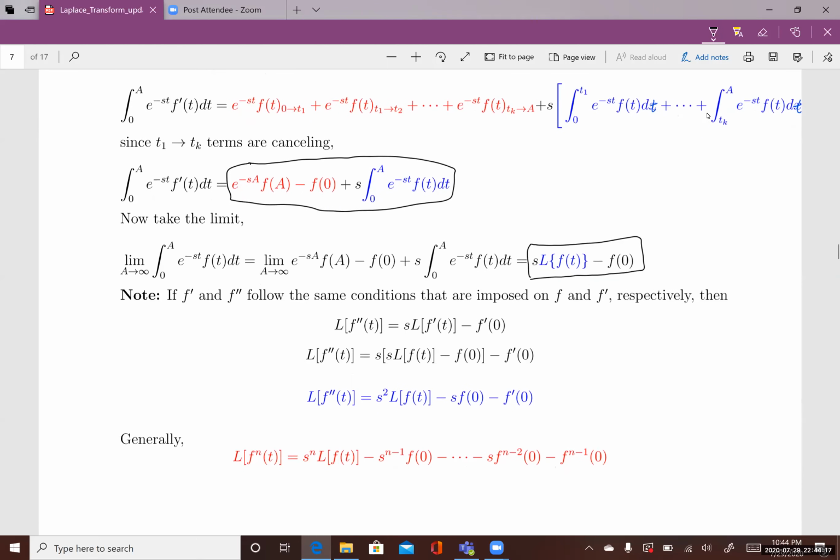Then if you want to find the Laplace transform of f double prime of t, the second derivative of f of t, you impose all the conditions and repeat the whole process as you have done on the functions f and f prime. More particularly, the Laplace transform of f double prime of t equals s times the Laplace transform of f prime of t minus f prime of 0, if you imagine this is f prime and this is f.